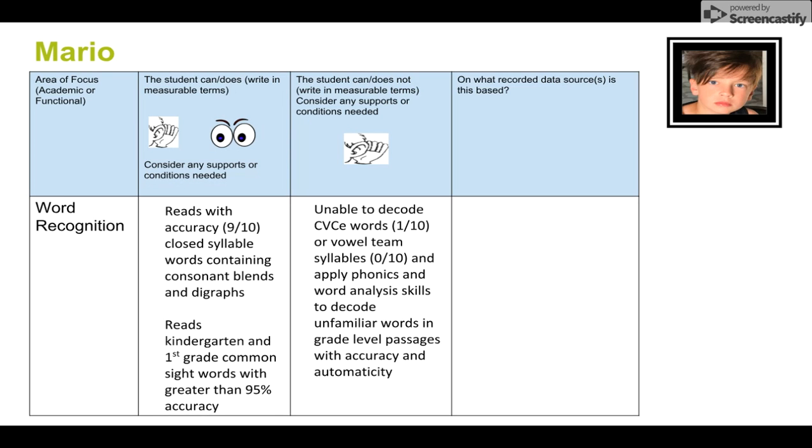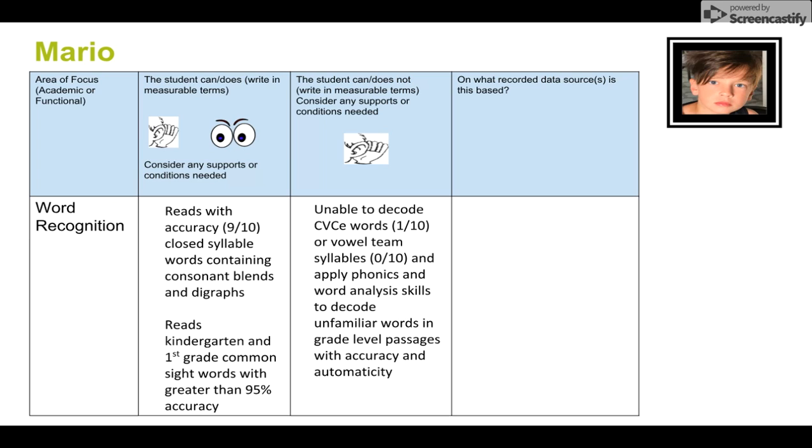And then I need to indicate what Mario cannot yet do in measurable terms, considering any supports or conditions needed. Here, we know that Mario is unable to decode silent E syllables or vowel team syllables, and apply phonics and word analysis skills to decode unfamiliar words in grade level passages with accuracy and automaticity.